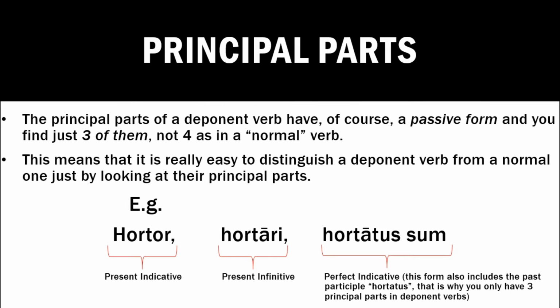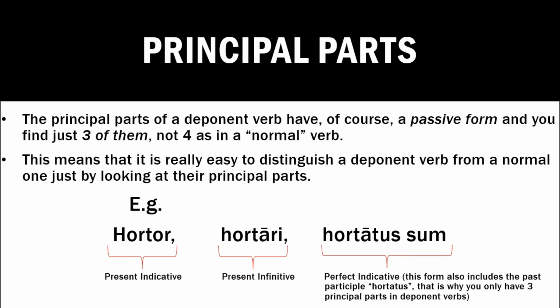So something that changes and that needs to be remembered is that the principal parts of a deponent verb have a passive form, but you will just find 3 of them and not 4 as in a normal verb. I will call a normal verb everything that is not deponent or semideponent. This means that it is really easy to distinguish a deponent verb from a normal one, because you just need to look at their principal parts. If it has 4, it is a normal verb, but if it has 3, like in this case, it is a deponent verb.